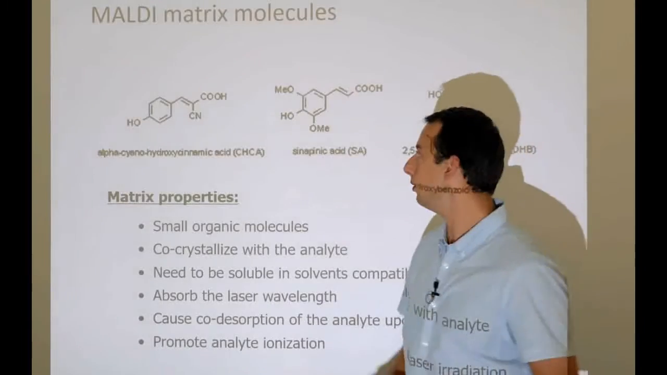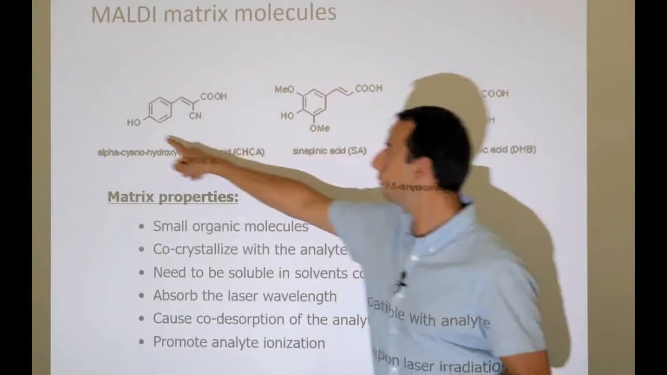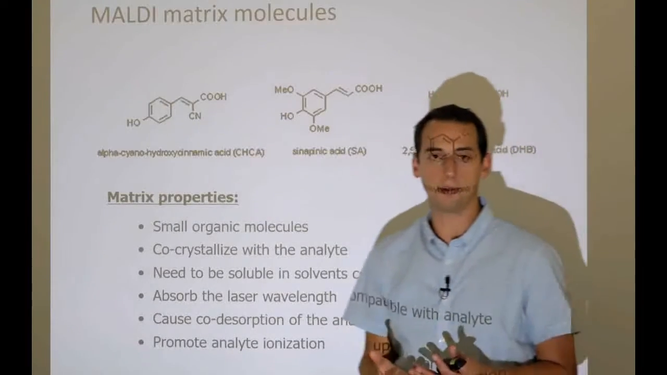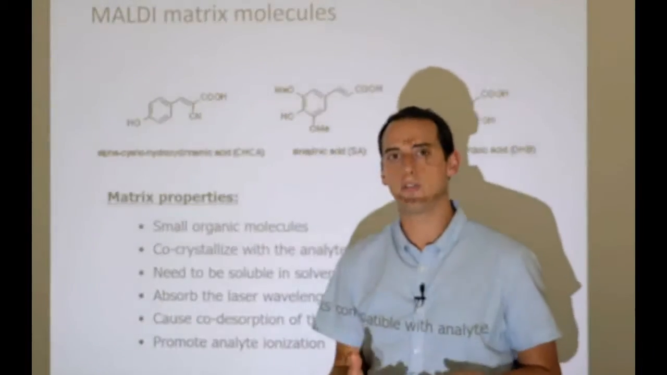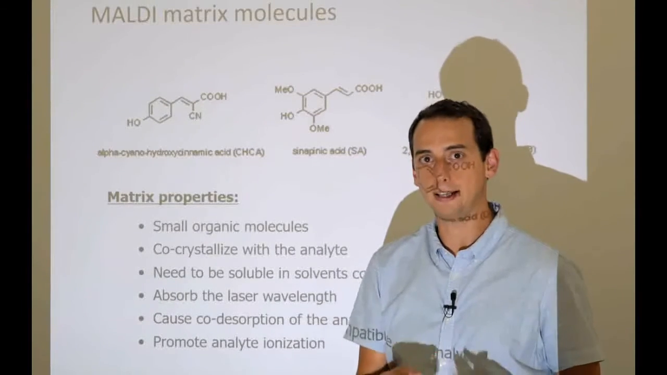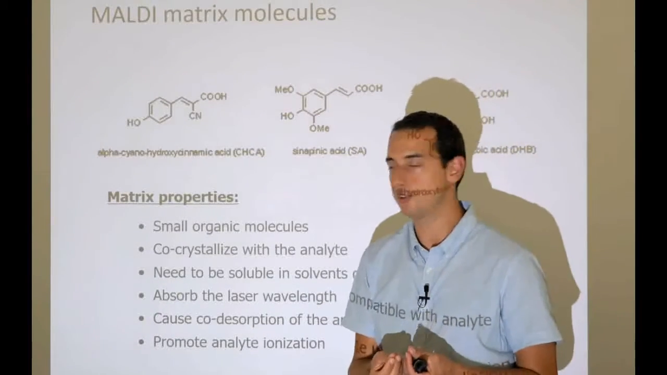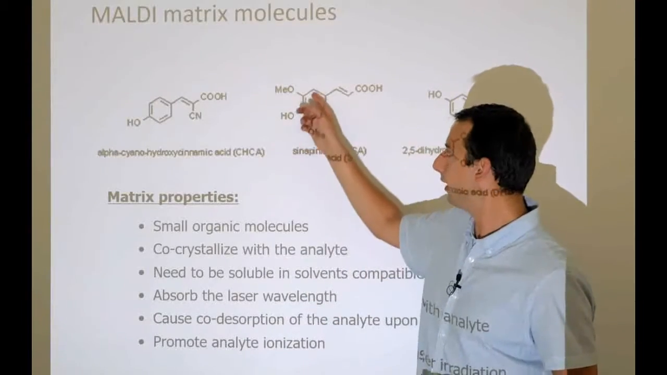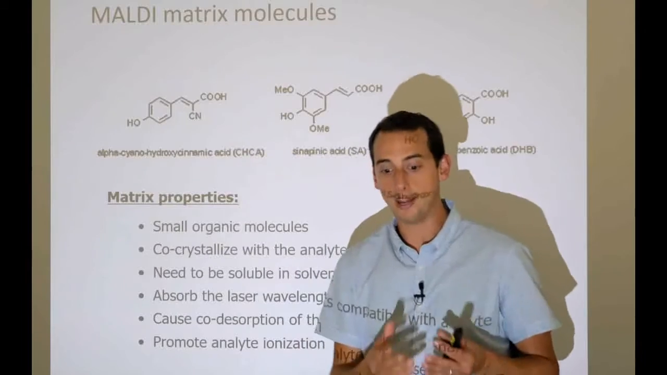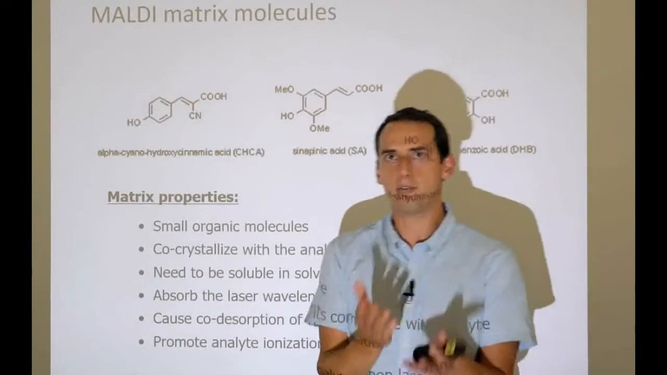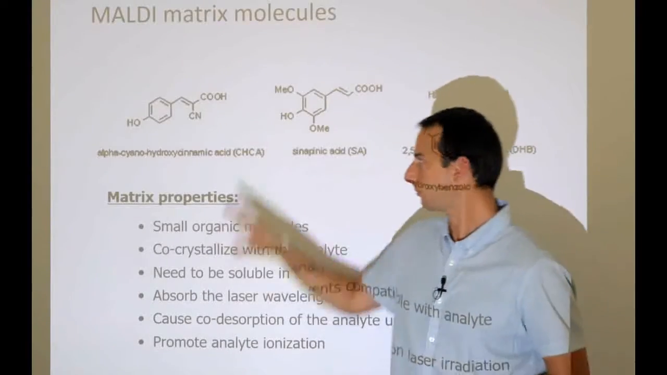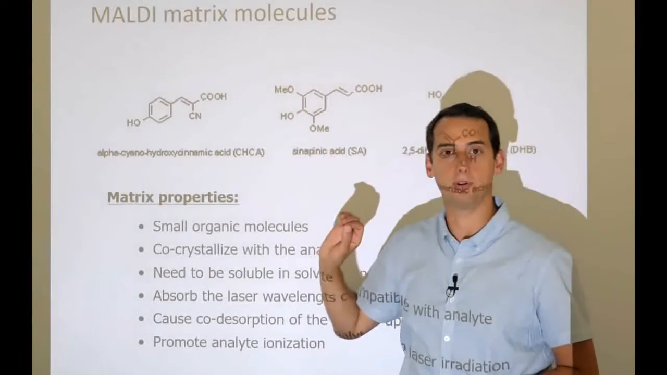The final thing that you may notice is they tend to be substituted with oxygen molecules or nitrogen molecules. This is to make them soluble in the same kind of solvent we use for peptides. Now, peptides don't like pure water. They like a little bit of hydrophobicity in their water. And these molecules are pretty hydrophobic, so we make them a little bit more hydrophilic. As a result, the semi-hydrophobic, semi-hydrophilic solvent that peptides like is very similar to the solvent that these molecules like.